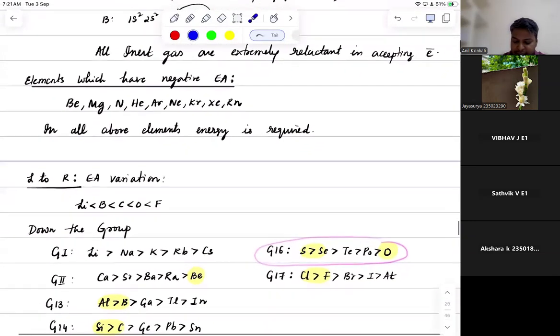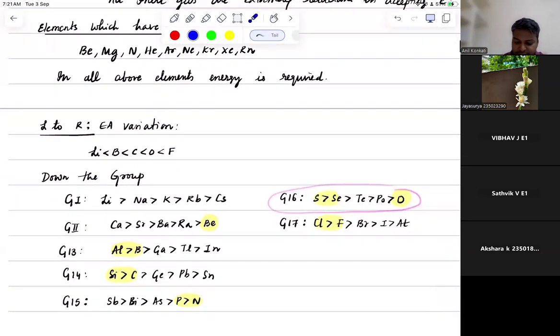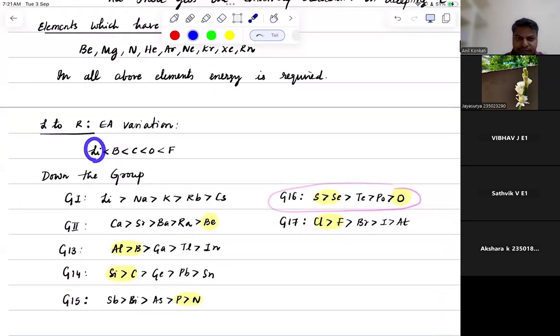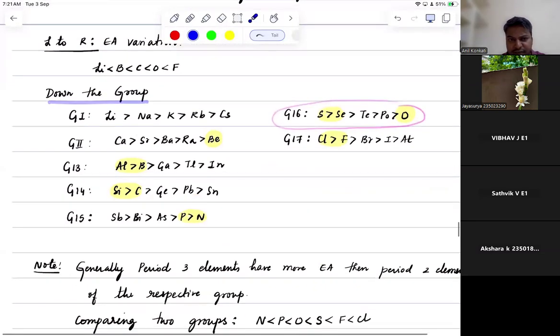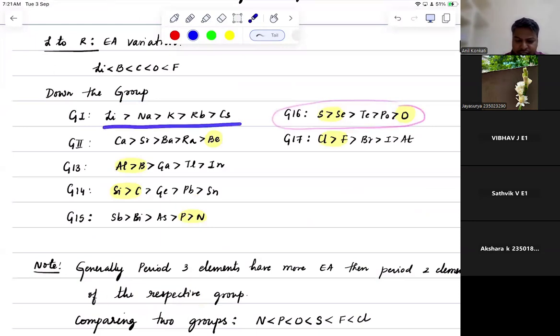Okay. Now notice left to right. Left to right, lithium will have the least amount of energy released, then compared to boron, then carbon, oxygen, and fluorine. Okay. Next, down the group. This is very, very interesting when it goes down the group here. Now you will see down the group there is a very regular trend when it comes to lithium to cesium. Lithium to cesium, there is a regular trend.